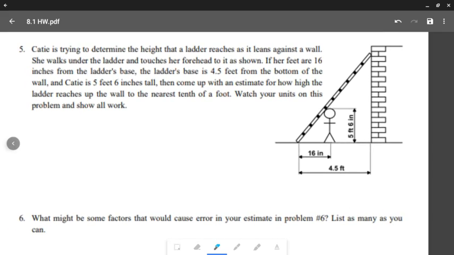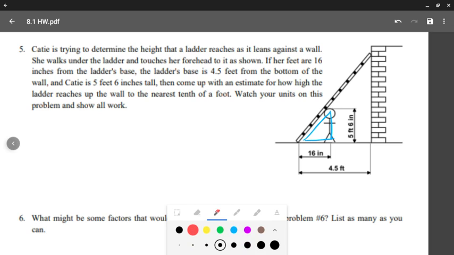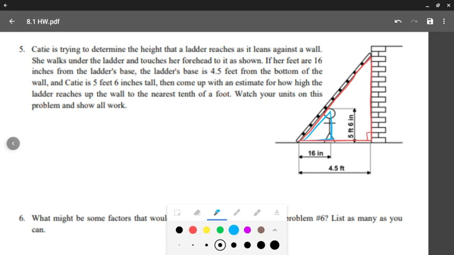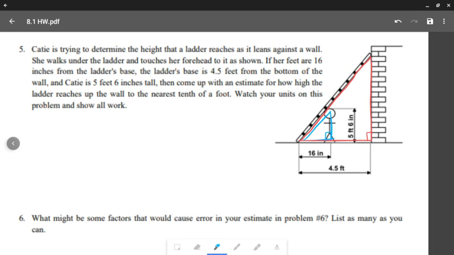Okay, so now, like I said, number 5, we have, again, similar triangles. We have kind of a weird situation where Katie's being unlucky, I suppose, and standing underneath the ladder. But Katie makes a triangle, and the ladder makes a triangle. And both of these are right triangles, and both of these are similar to each other.